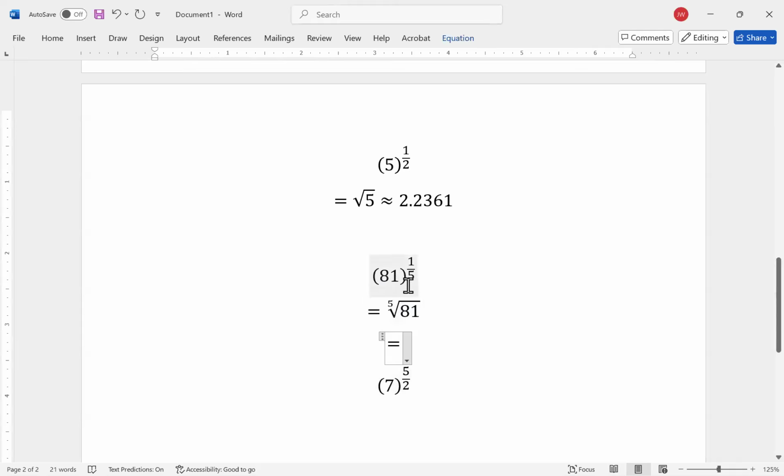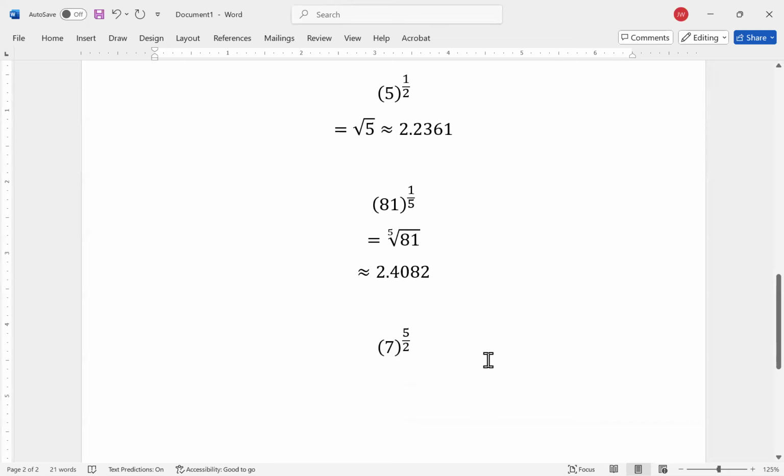And if you took that 2.4082 and raised it to the 5th power, you'd get about 81. I should write the approximate symbol there because I did round that to 4 decimal places. A lot of times in my class, I'll round to 2 decimal places, but I want to go out just a bit further here so you make sure you get the same thing I did on my calculator.